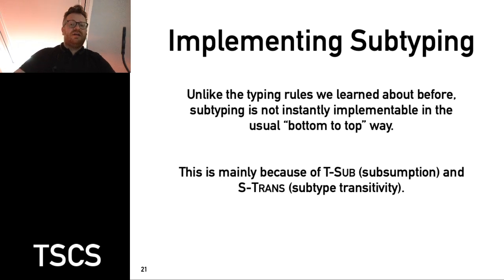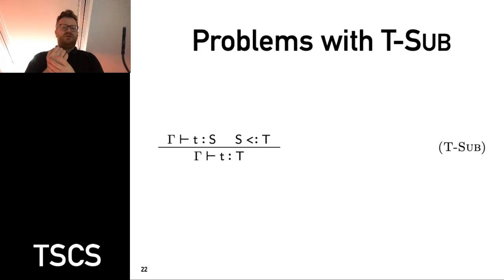Let's have a look at that. So this is the T-sub rule as we've learned it. Just as a reminder, whenever we say under the assumption of gamma, we can type t as S, and S is a subtype of T, we can also, under the same assumptions, type t as big T. Now, why is this problematic?